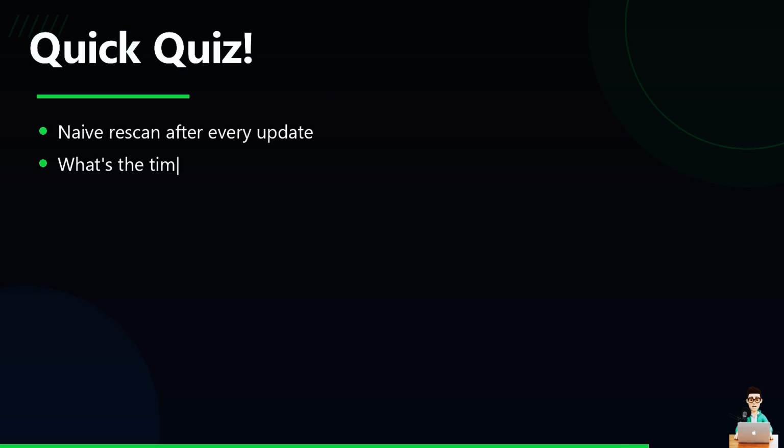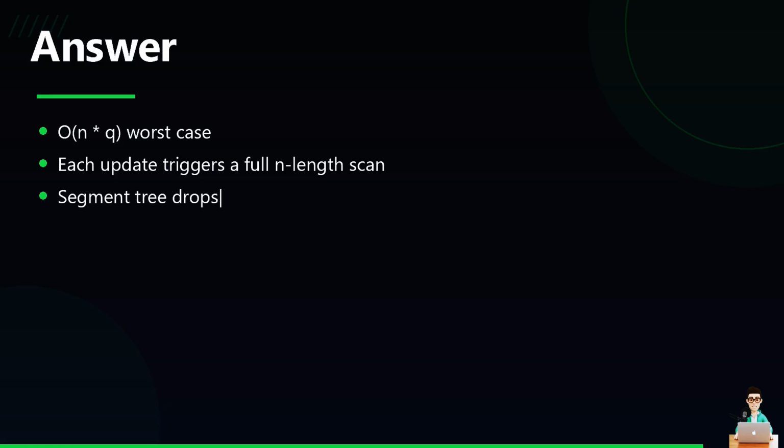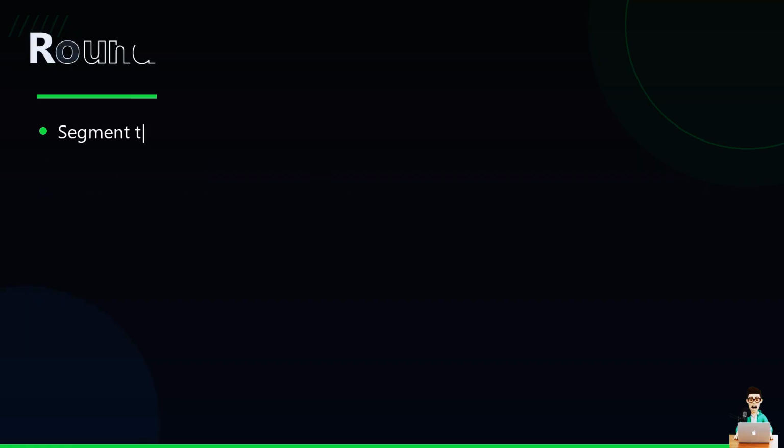Quick one. If we rescan the whole string after every single update, what's our total time complexity across Q queries? Pause it and guess. Think about what rescanning costs you every single time. It's O(n) times Q. Every update forces another full pass, and that's exactly the Rescan Trap that pushes us toward a segment tree.